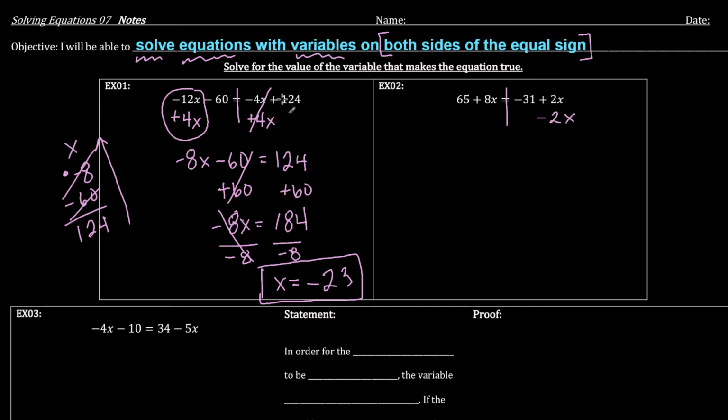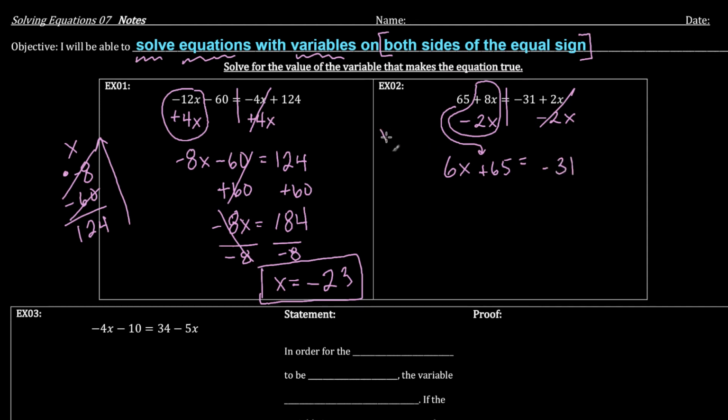So on example number 1, we had negative 4x. To get rid of that, I added 4x. But on example number 2, I had positive 2x. So to get rid of it, I have to do minus 2x. See the difference? But I can't just do it to one side. I got to do it to the other also. Now remember, the x terms are going to combine. So plus 8 minus 2, I get 6x, positive 6x. And then this 65 comes down here as plus because it's positive 65, and it equals negative 31.